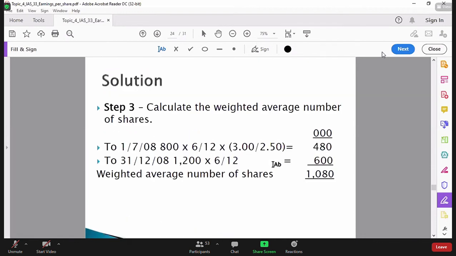The next one, step 3, you are to calculate the weighted average number of shares.